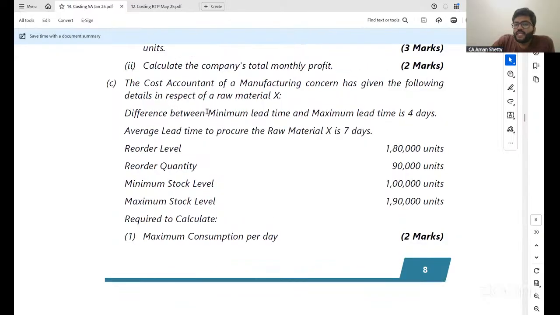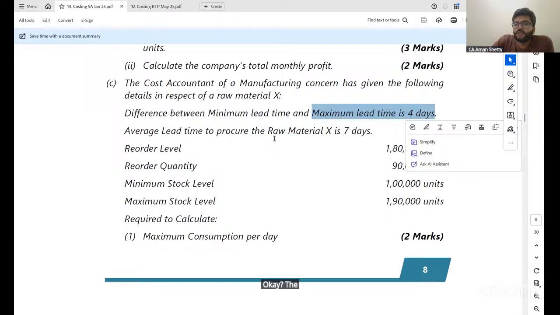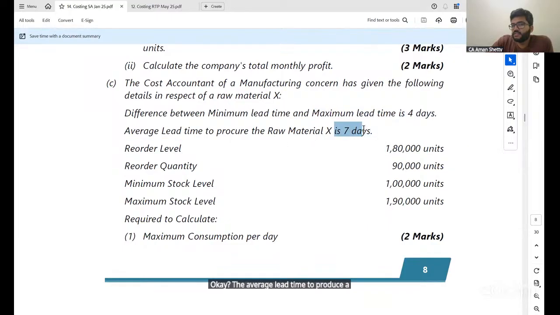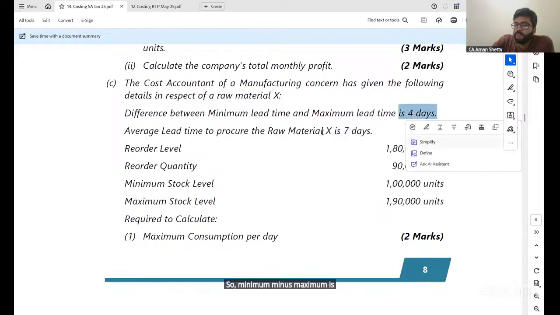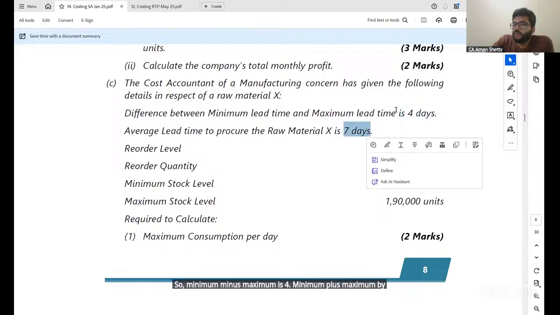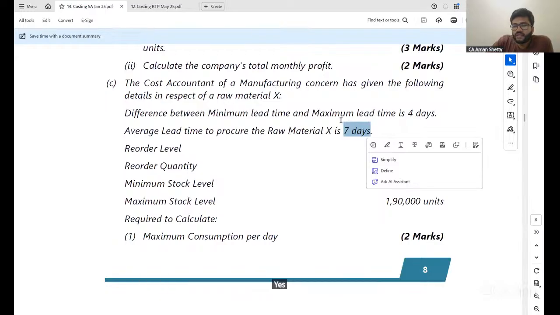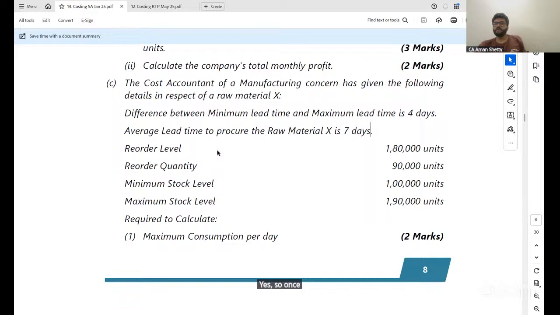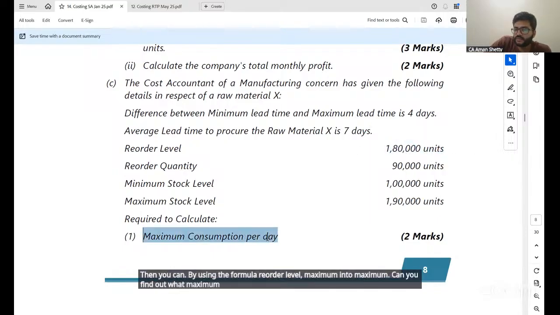The difference between minimum lead time and maximum lead time is 4 days. The average lead time to procure a raw material is 7 days. So maximum minus minimum is 4, and minimum plus maximum by 2 is 7. Can you equate it and find out what the minimum and maximum lead time is? Once you find that out, then by using the formula reorder level, maximum consumption into maximum lead time, can you find out what the maximum consumption is?